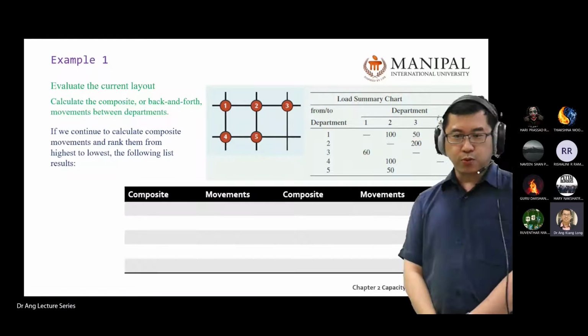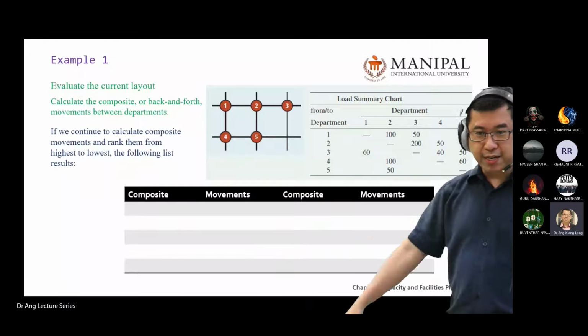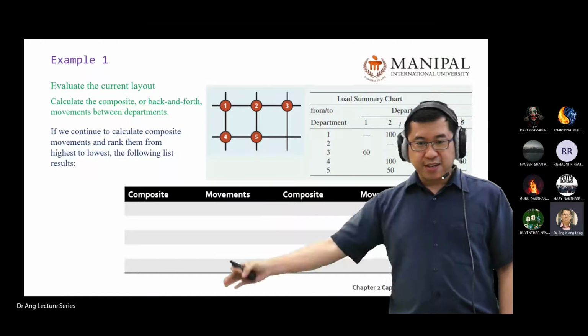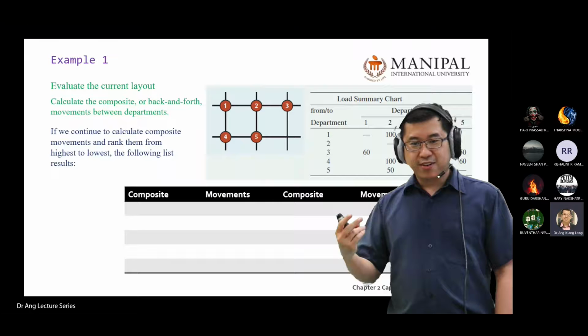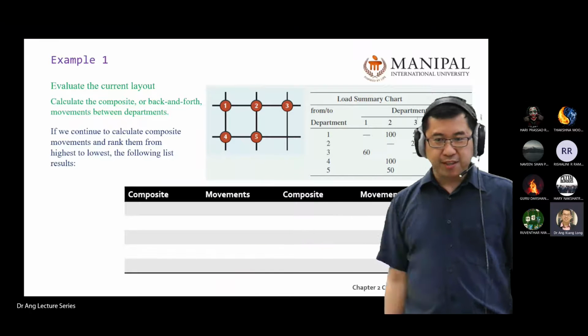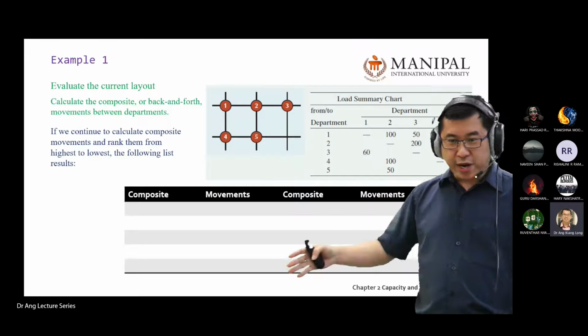I do one by one. I will build a table. Of course, you can build a long table, but because I don't have space here, I cut my table in half. Basically, you only need 2 columns: composite and movement. Because I don't have space in my PowerPoint slide here, I do another section.